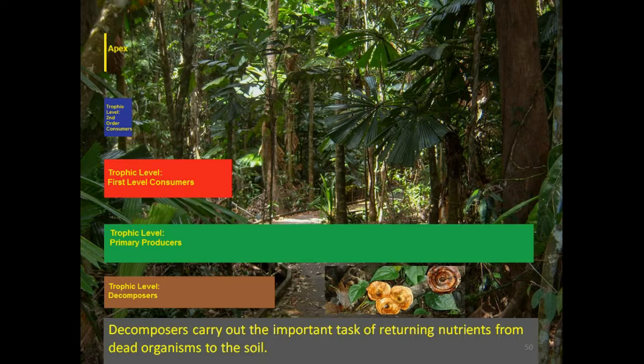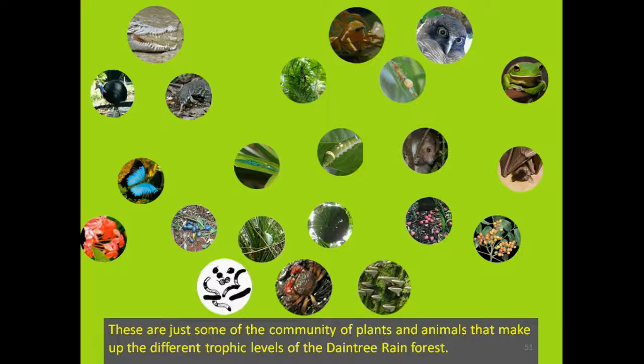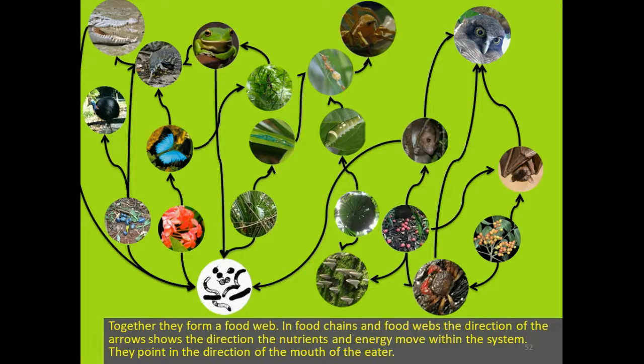Decomposers carry out the important task of returning nutrients from dead organisms to the soil. These are just some of the community of plants and animals that make up the different trophic levels of the Daintree forest. Together, they form a food web. In food chains and food webs, the direction of the arrows shows the direction the nutrients and the energy move within the system. They point in the direction of the mouth of the eater.